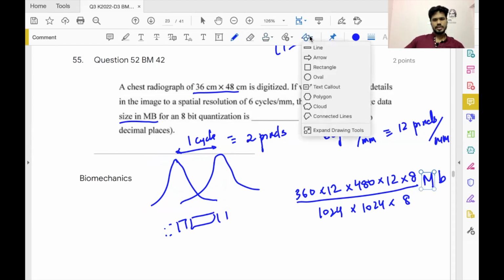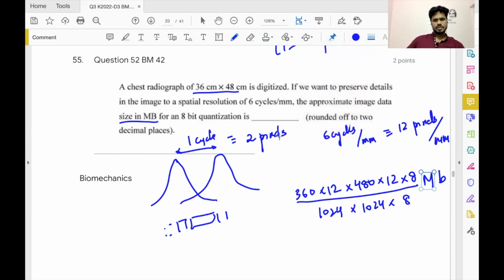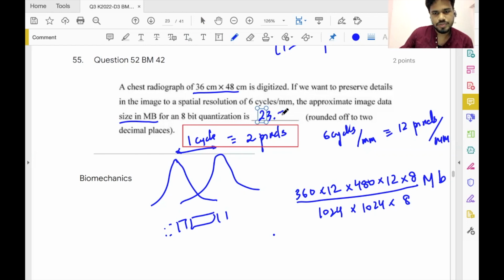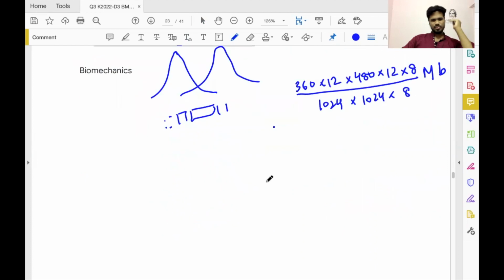So the key detail here is this. Okay, this we haven't seen so far, but I'll explain: cycles, line pairs, pixels, and all that. What are all the things they can ask? I'll explain that. But given this, so these many megabytes of data would be needed. What would that number be? Okay, thanks. That should be 23.73. Close to 24 megabytes or something.